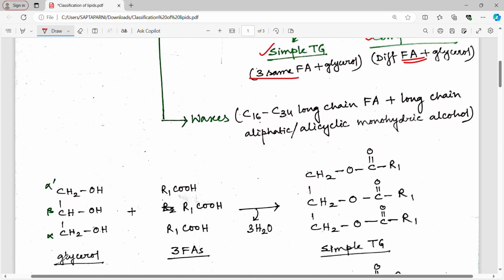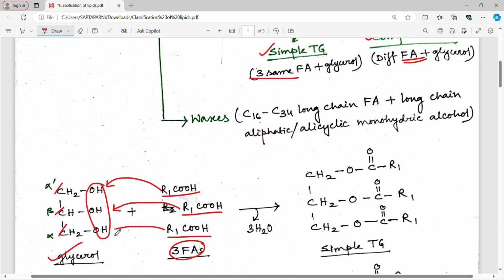Now see an example here. This is the glycerol. This is the formula of glycerol, and this carbon is known as alpha prime carbon, this is beta carbon, and this carbon is alpha carbon, and these are the three hydroxyl groups of glycerol. Now when all three fatty acids are the same, R1COOH, R1COOH and R1COOH, these three fatty acids are going to react with three OH groups of glycerol.